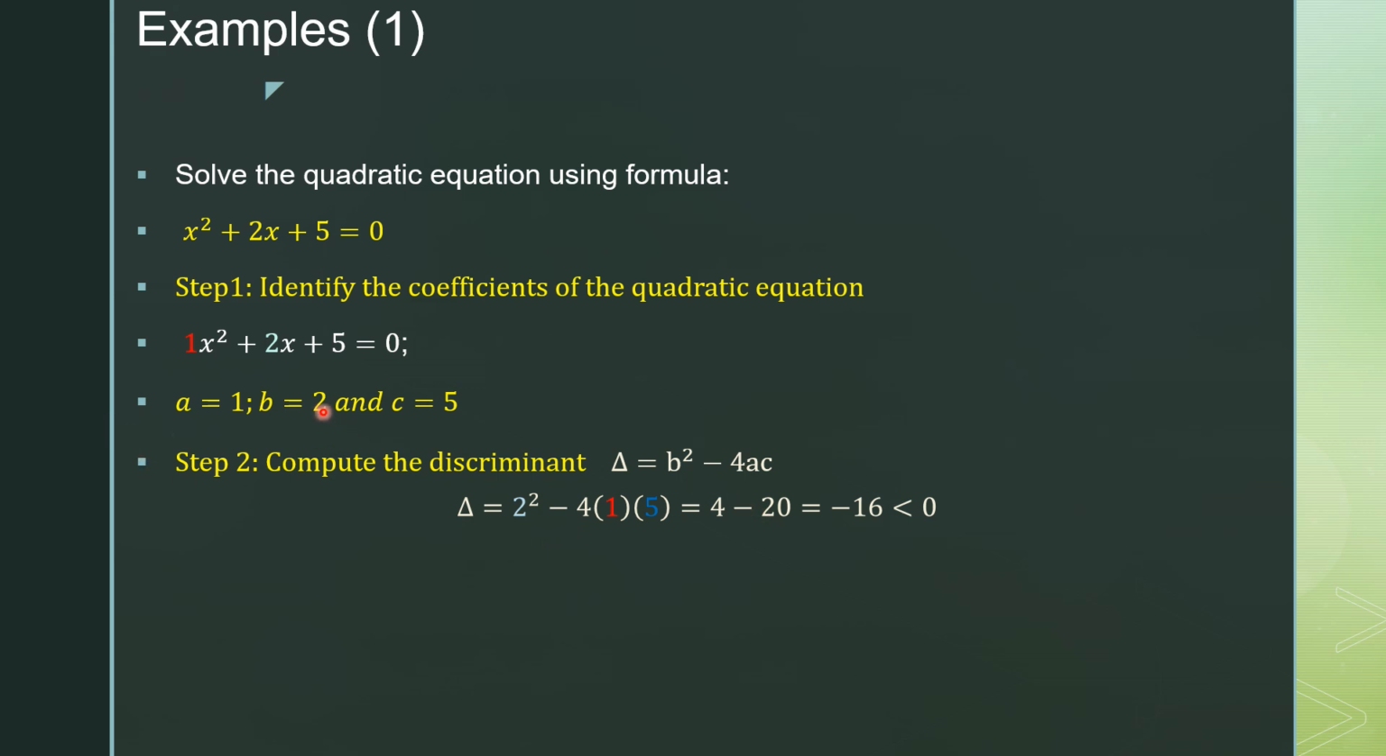The value of b here is 2. So 2 squared minus 4 multiplied by a, which is 1, multiplied by c, which is 5. So 2 squared is 4, minus 4 times 1 times 5 is 20, so 4 minus 20 is minus 16. See, minus 16 is less than 0. It's a negative number. So this is case 1.